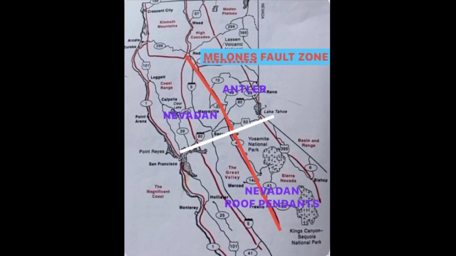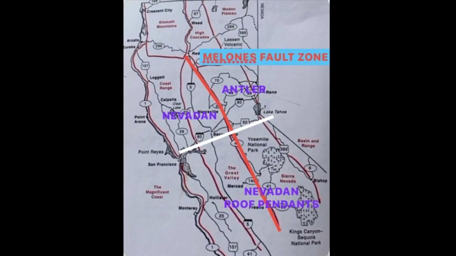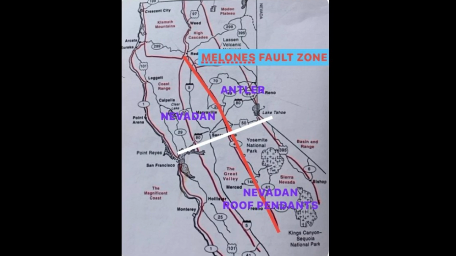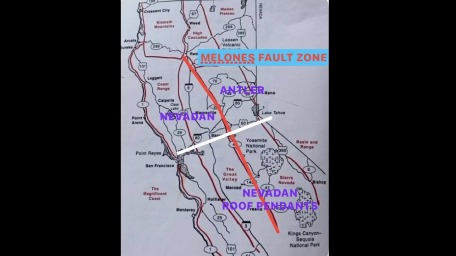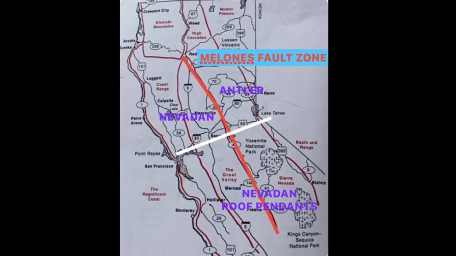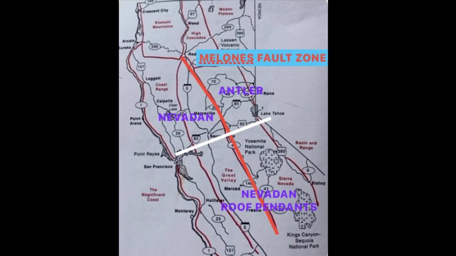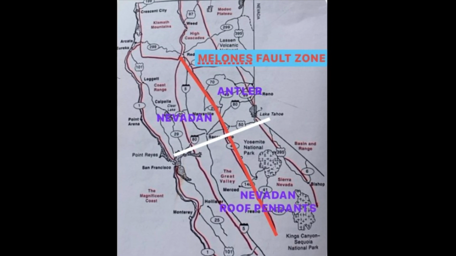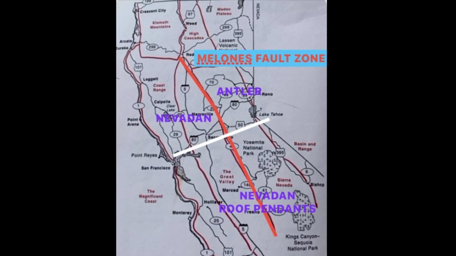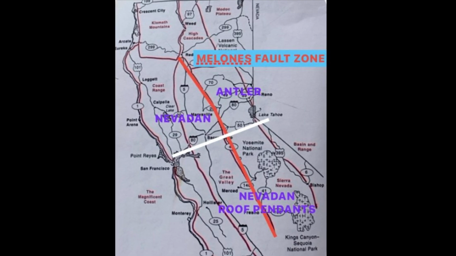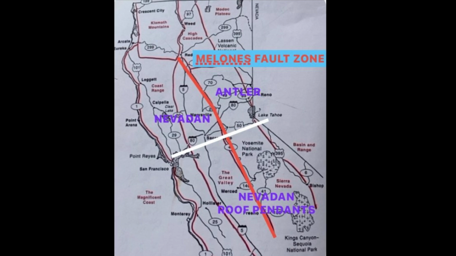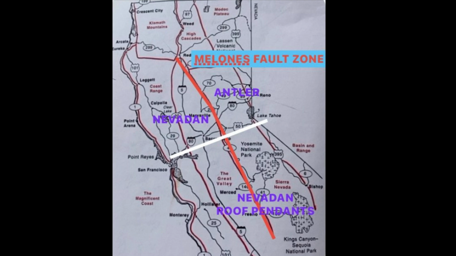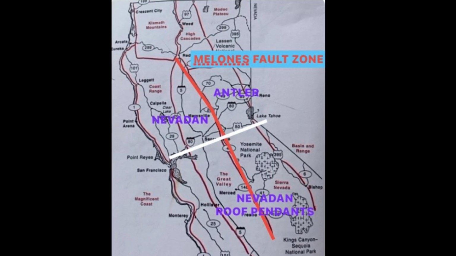On this map, the white line traces out Highway 50, and the long vertical red line represents the Malone Fault Zone. North of Highway 50, the Malone Fault Zone separates the Antler Orogeny rocks on the right or east from the Nevada Orogeny rocks on the west. And south of Highway 50, the Malone Fault Zone separates the Calaveras Complex rocks on the east from the Western Jurassic Terrane rocks on the west, both of which are Nevada Orogeny rocks.